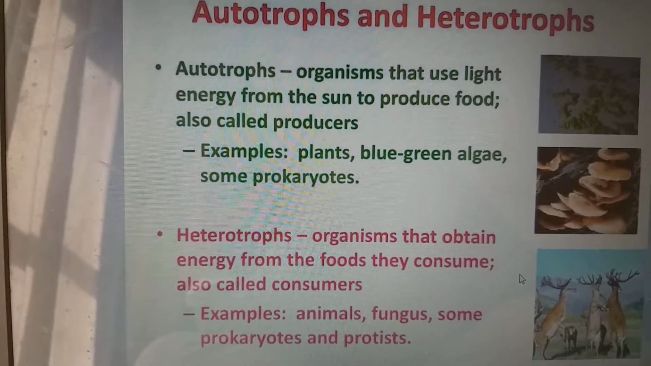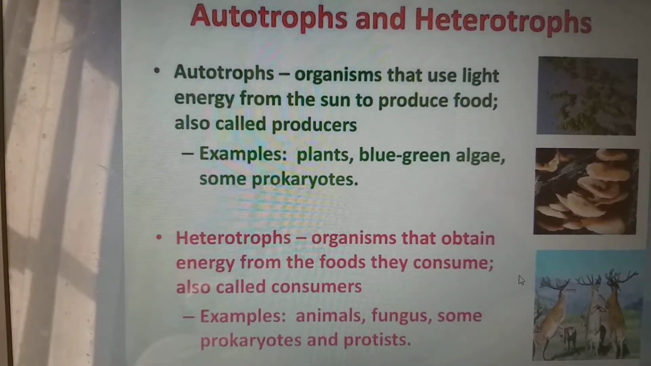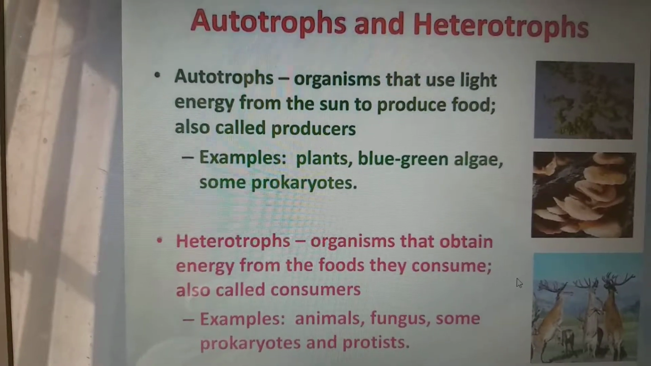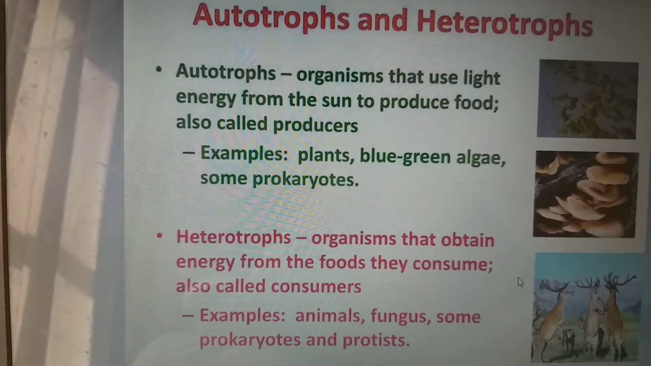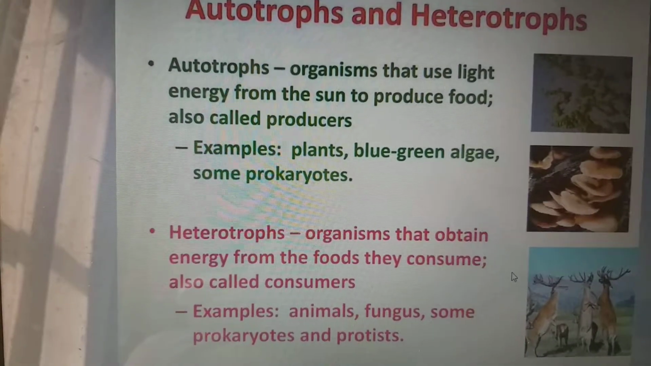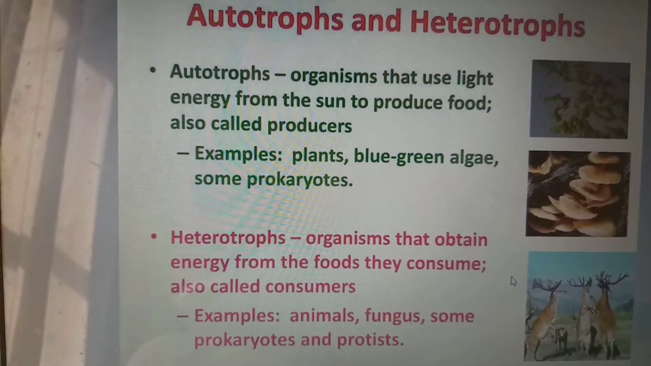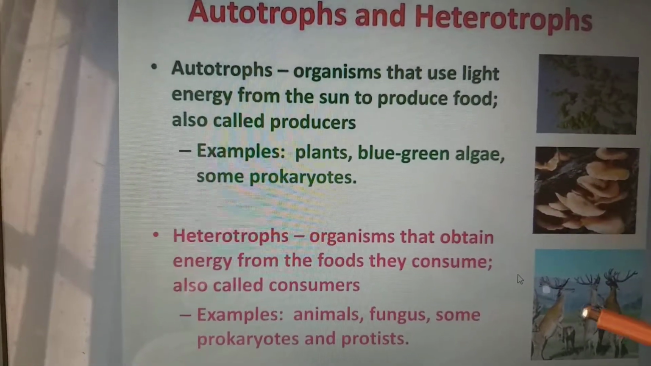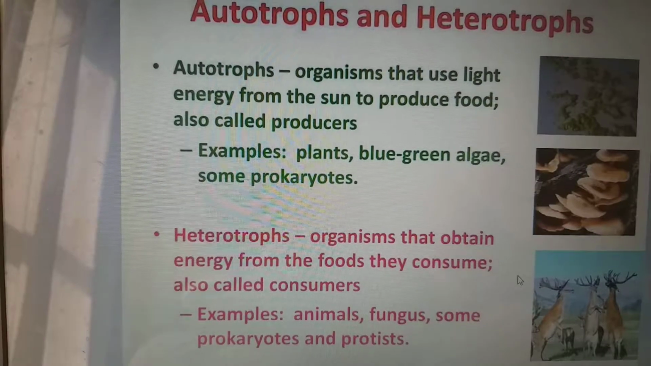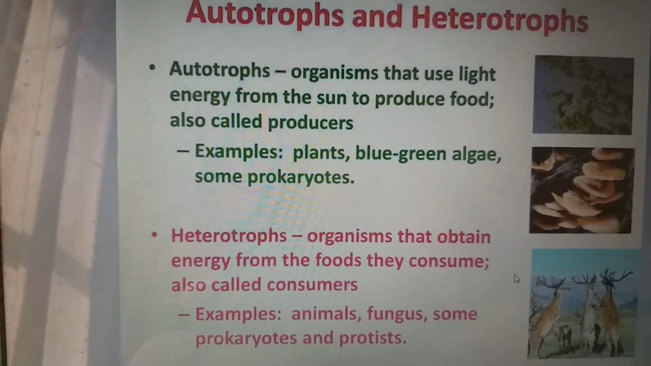Coming to the heterotrophs, these are organisms that obtain energy from the foods they consume, which we call consumers. Examples are animals, fungi, and some of the prokaryotes and protists. So here we have the autotrophs picture and these are the heterotrophs. These are dependent on other organisms for their food.